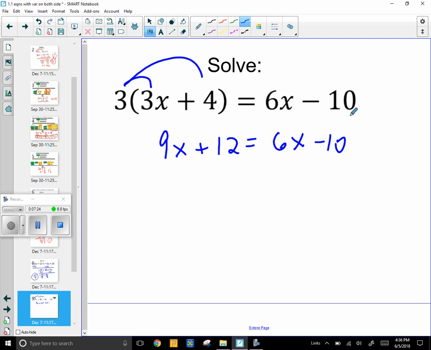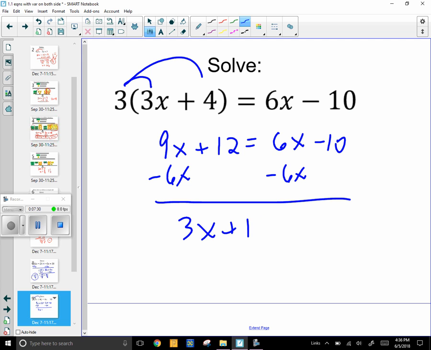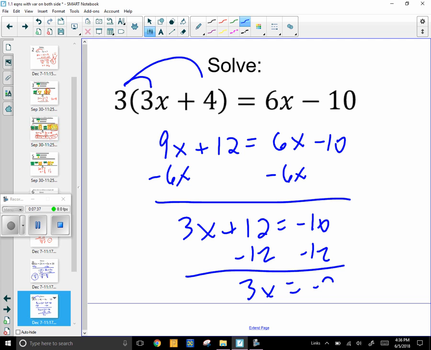All right, so you distribute first, subtract 6x from both sides, and then you're going to subtract 12 down here and divide by 3. Notice how most of these aren't working out to be very nice, and that's okay. Negative 22/3 is perfectly fine. You can change it to negative 7 1/3 if you want to.